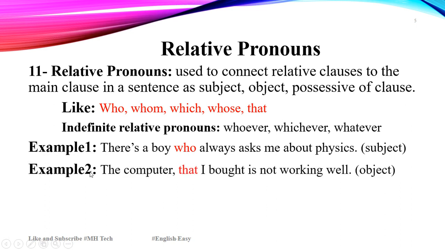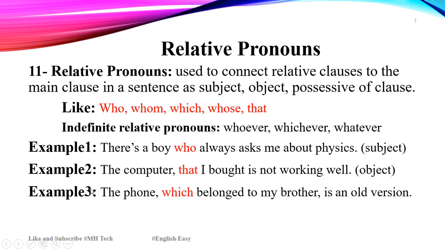So go to example 2. We have a sentence here. The computer that I bought is not working well. So here we use that. It is used as an object here. Before or after the noun, at the start of the relative pronoun, we use a comma here. So it's the rule to use the comma here.